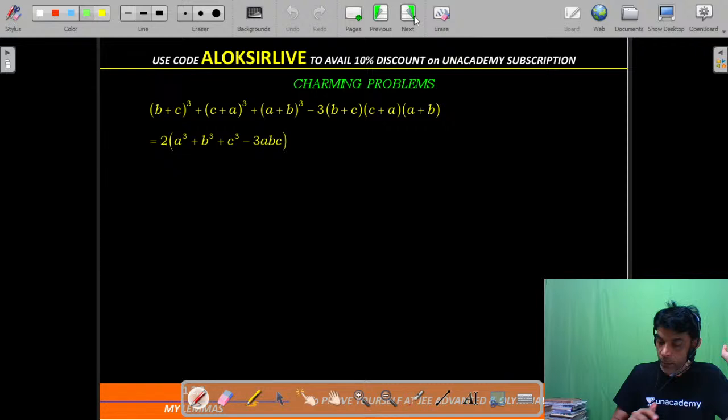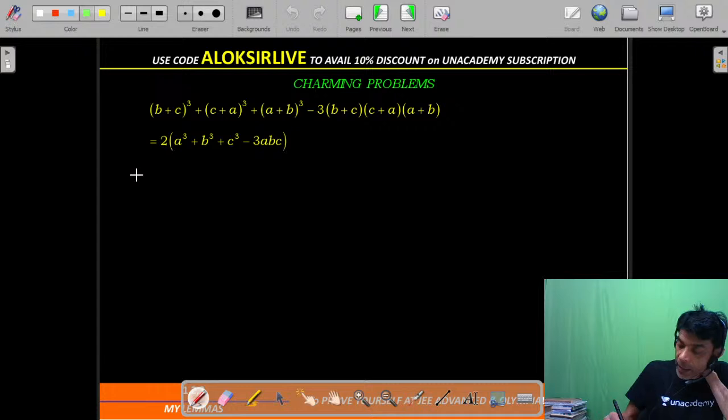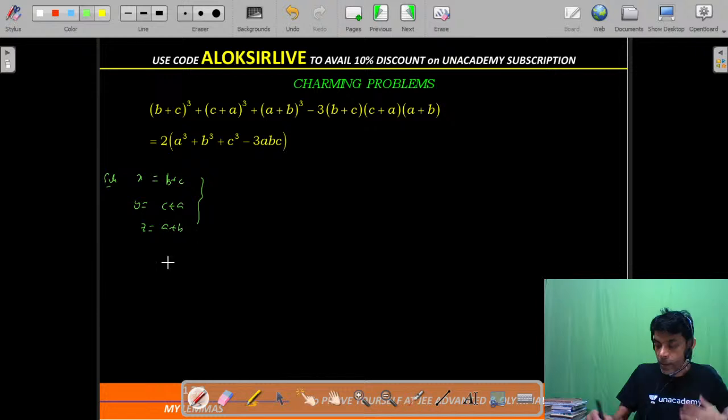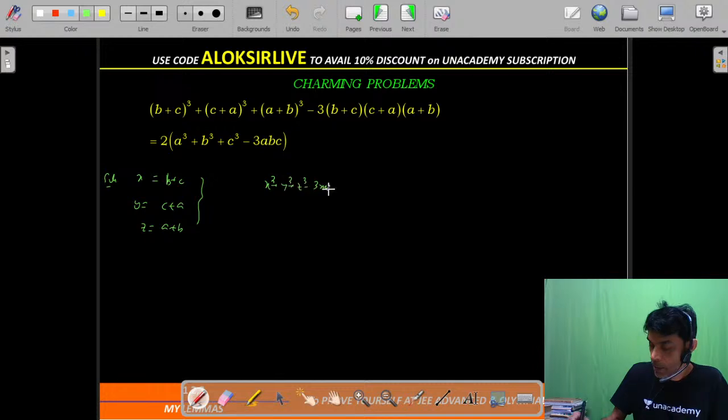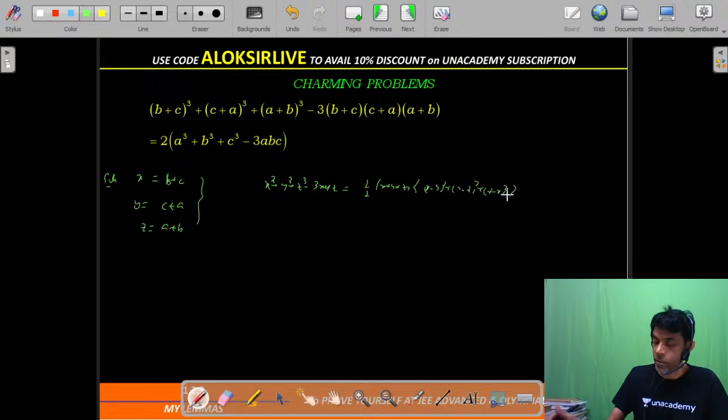Again, you're seeing a sum of 3 cubes, right? So what we can do is that I can name it, suppose x is b plus c, y is c plus a, and z is a plus b. Then I intend to use it in this form: x cubed plus y cubed plus z cubed minus 3xyz. I intend to use the form half times (x plus y plus z) times ((x minus y) squared plus (y minus z) squared plus (z minus x) squared), because this form looks good because of x minus y, you see.